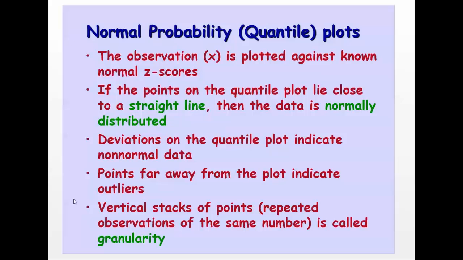And then a neat little word that we don't do too much with, but I'll introduce it to you here. If we happen to have points that are on top of each other, we call that a granularity. These are repeated observations of the same number within a given data set. So that said, let's take one more look at this.